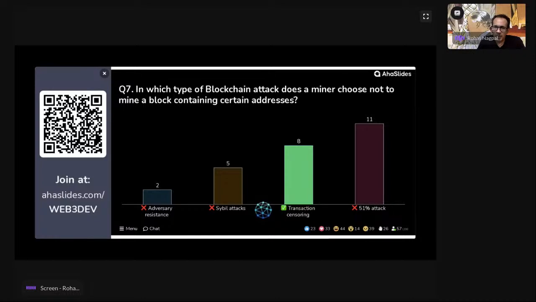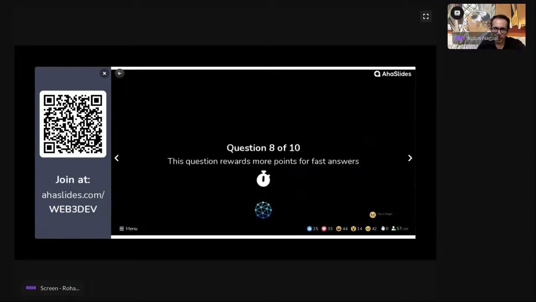Okay, a minority got that right. So it's not an adversary resistance or Sybil attack. It's not 51% because it's not like the miners have gotten together and got 51% of the hash power. They are censoring transactions. So, if they decide that a particular address, they don't want to have anything to do with that address, they would censor it. So that's the right answer. Let's go to question 8.